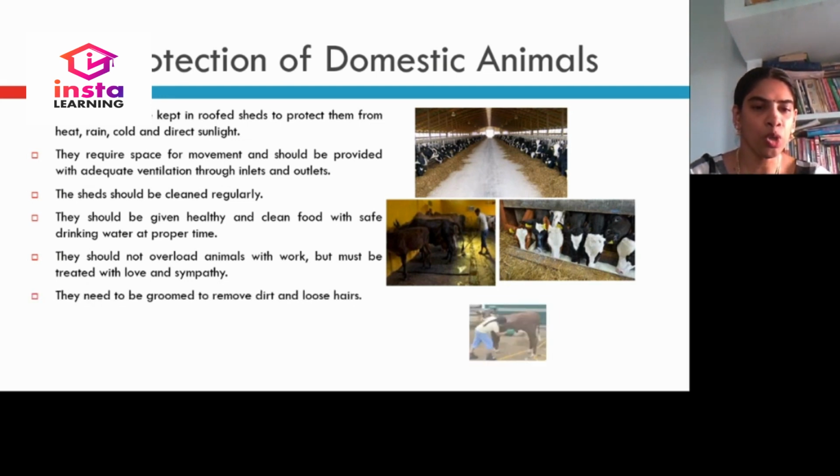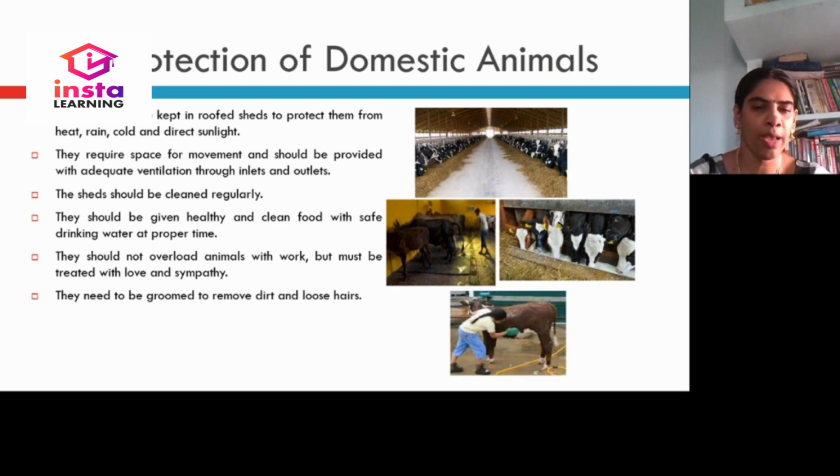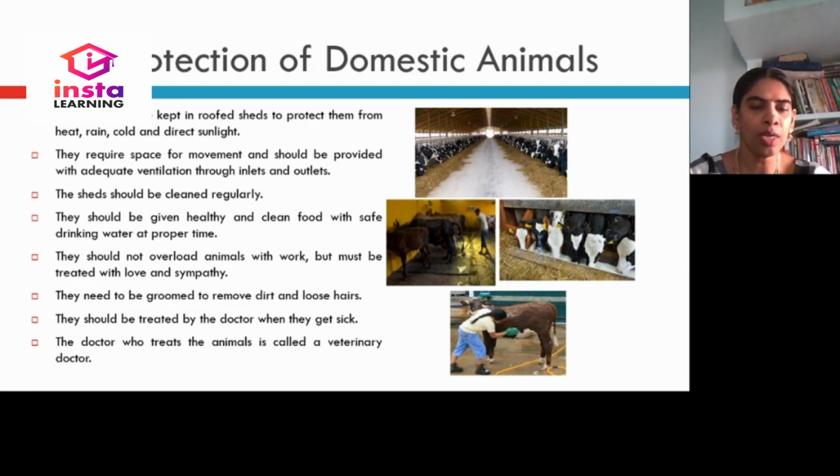They need to be groomed to remove dirt and loose hair. They should be treated by a doctor when they get sick. The doctor who treats animals is called a veterinary doctor.